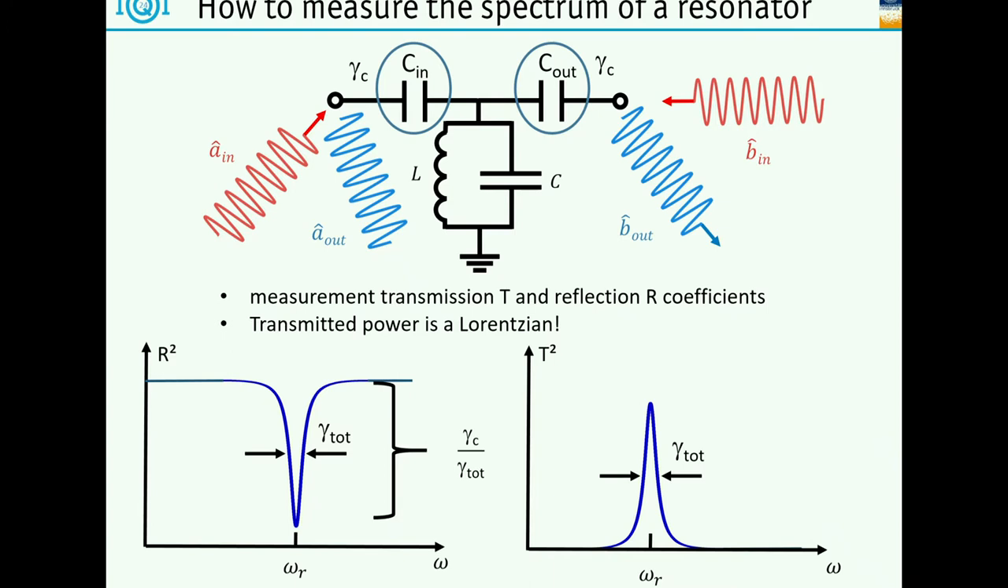Now, from such a measurement, I can learn the resonance frequency of my resonator, which tells me about the Hamiltonian already. But I can learn more: I can learn the total dissipation, which will be given by the line width, and the ratio of this coupling rate to my total rate, which will be given by this dip here. So from doing such a spectroscopy, I can really learn all the relevant parameters of my device.